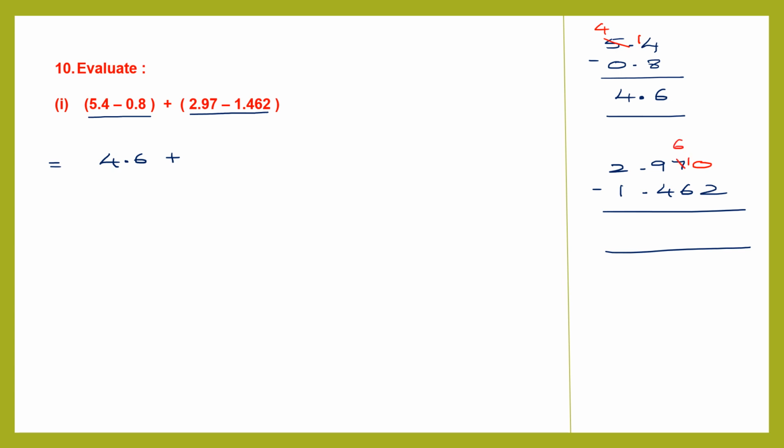10 minus 2 is 8. 6 minus 6 is 0. 9 minus 4 is 5. Put the point. 2 minus 1 is 1. So here we have 1.508. So now we just need to add up these two.